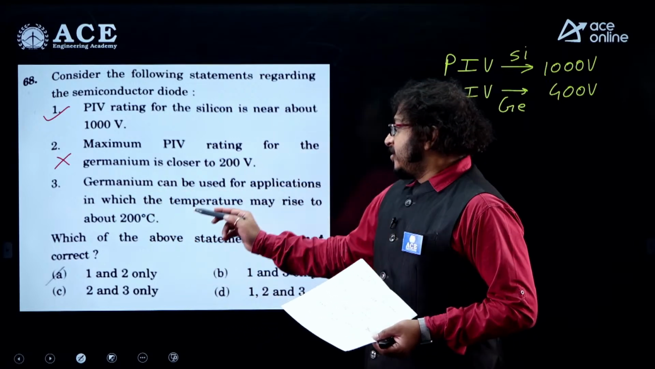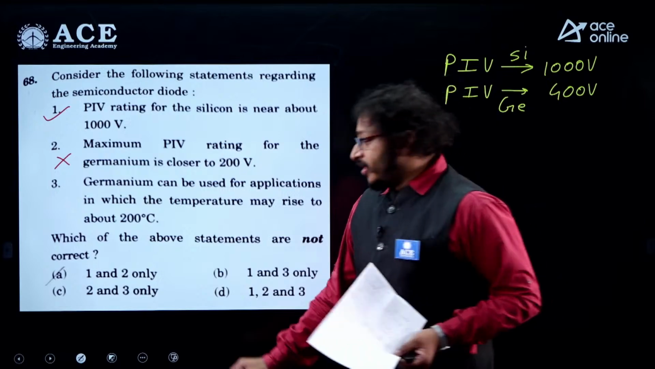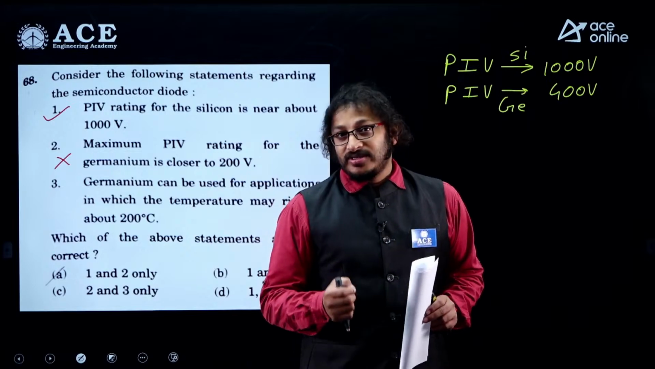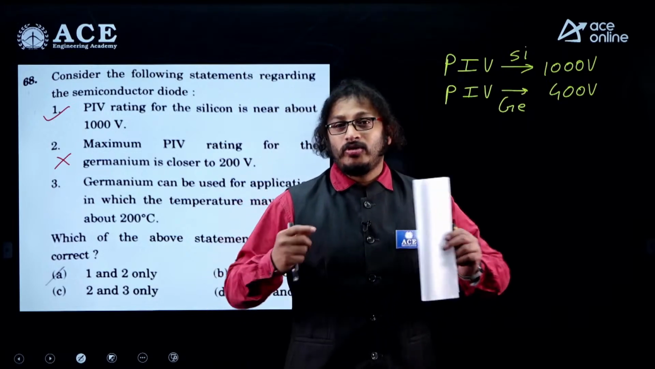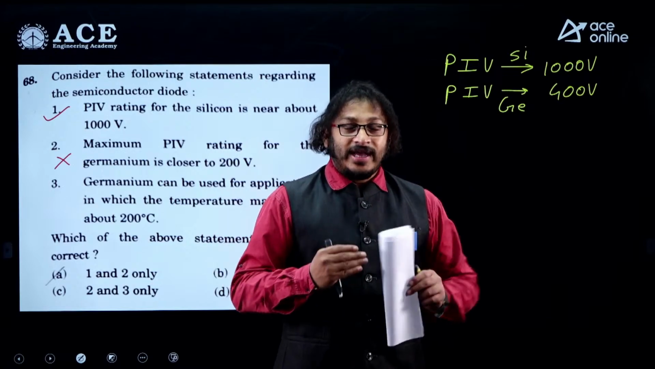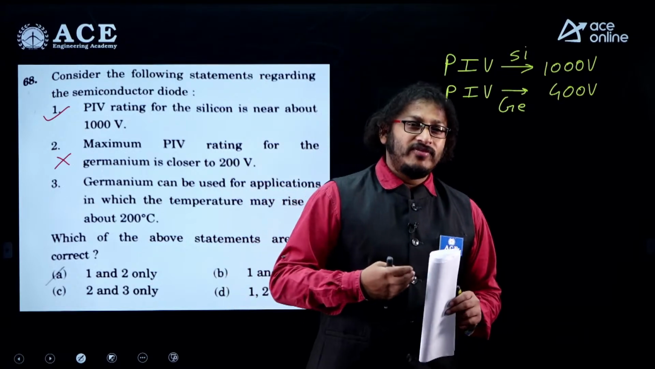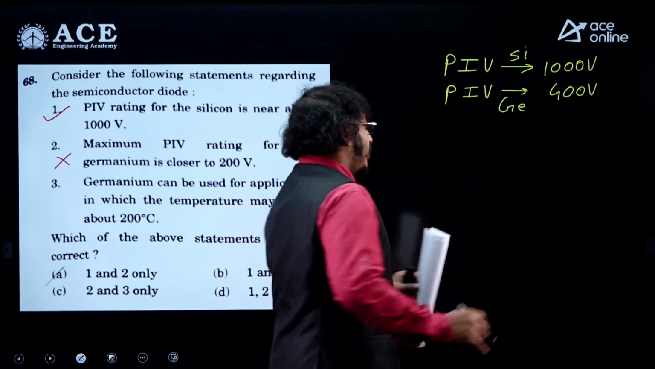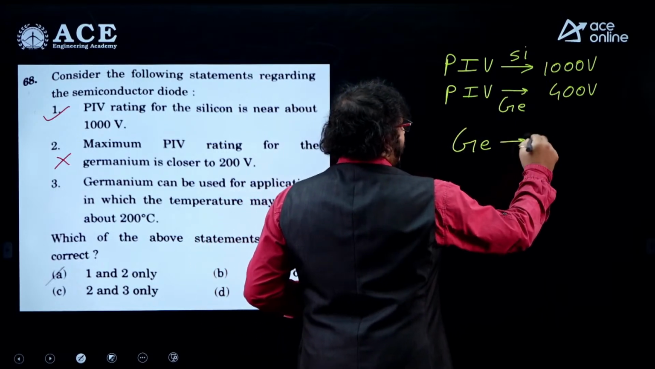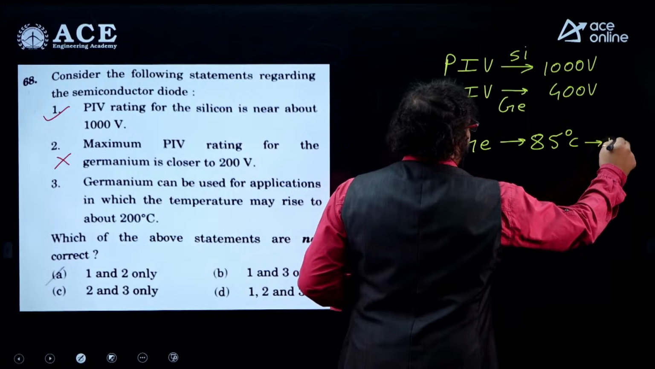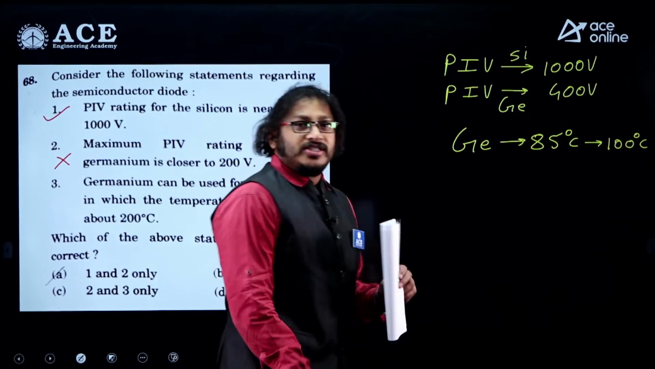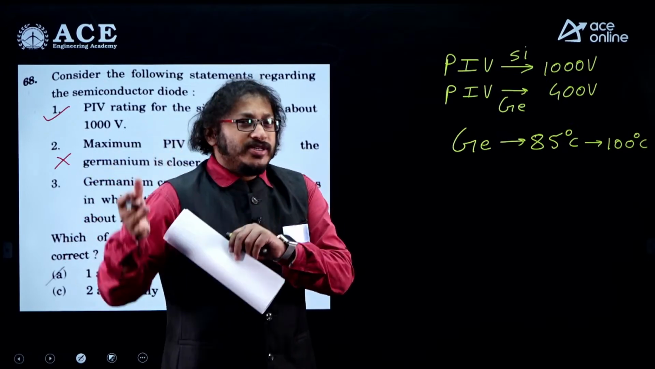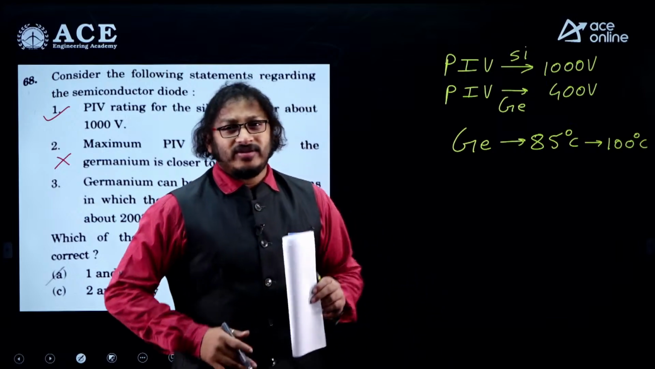Germanium can be used for applications in which the temperature may rise to about 200 degrees centigrade. I'm sorry to say this, guys. My dear boys and girls, have you remembered the critical temperature or Curie temperature discussed in the class? What is the Curie temperature? The maximum temperature after which silicon or germanium, an extrinsic semiconductor, may behave like an intrinsic semiconductor. For germanium, the maximum operating temperature advisable is in the range of 85 degrees centigrade to 100 degrees centigrade. This is the common range for germanium, the highest operating temperature. More than that is not advisable, because the extrinsic semiconductor may behave like intrinsic.